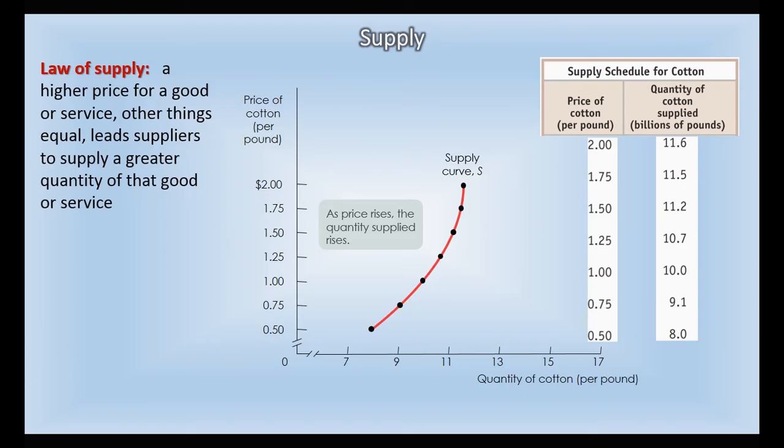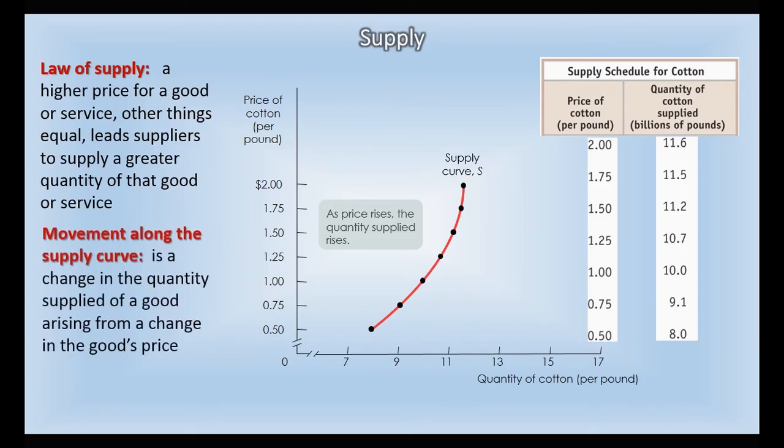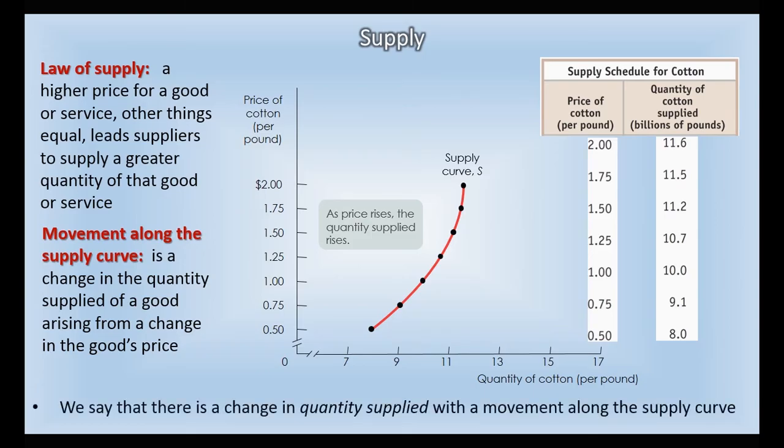So again, there's a distinction between a movement along the curve and a shift of the entire curve. So if we're moving along the curve, the only thing that's causing that is a change in price, and it basically reflects the fact that suppliers will supply different quantities at various prices, right? So a movement along the curve is a change in the quantity supplied of a good arising from a change in the good's price. We say there's a change in quantity supplied with a movement along the supply curve.